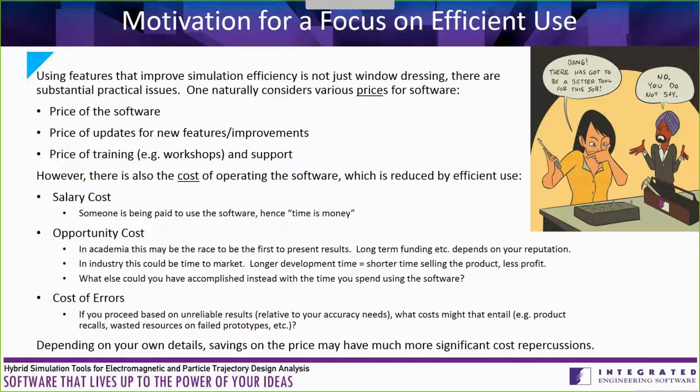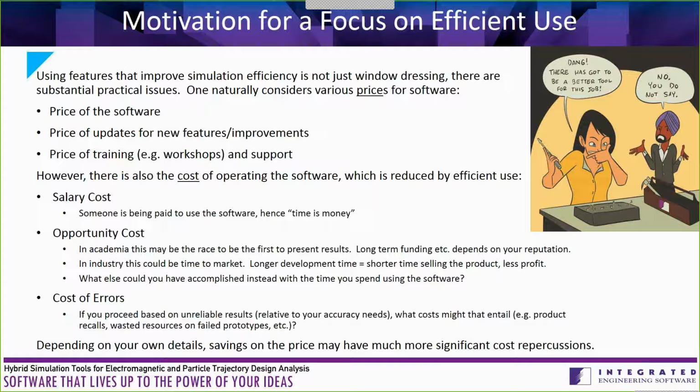Besides salary, there's what's called opportunity costs, and in academia, this is simply wanting to be the first to present results. In industry, this is typically time to market. So the longer your development time, the shorter the time you have selling. And sales being X amount per month, every month delayed releasing something is a month of lost sales. There's also the question of what else you could have accomplished with your engineering design staff in the time that you spent using the software. That's lost opportunity.